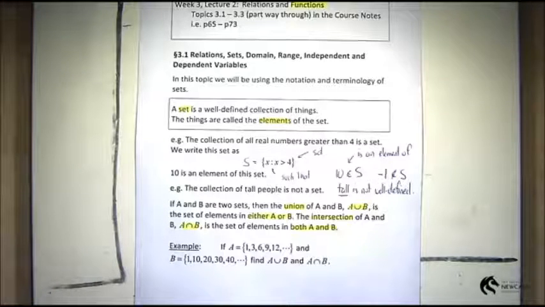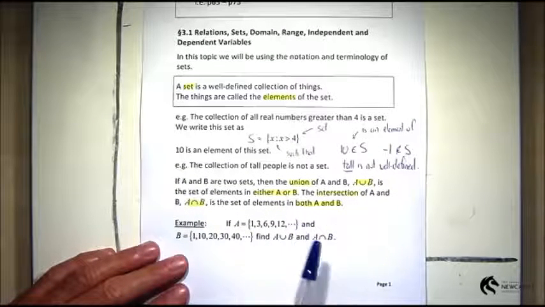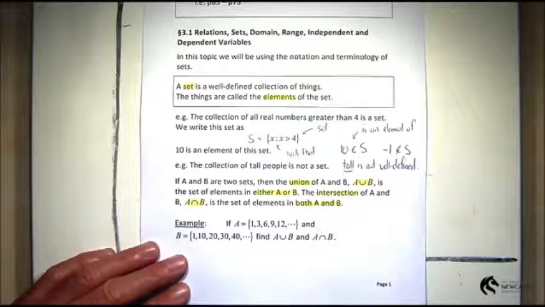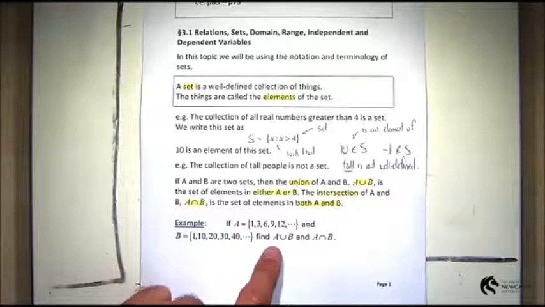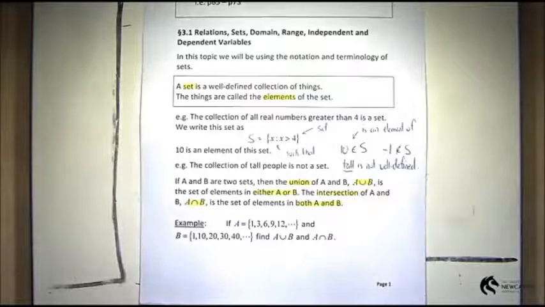And so once again, we're not going to do anything more fancy than just use that terminology. So for example, if A is the set of 1, 3, 6, 9, 12, and so forth, going up in multiples of 3, and B is a different set, 1, 10, 20, 30, 40, then A union B is all those numbers that are in A or in B.